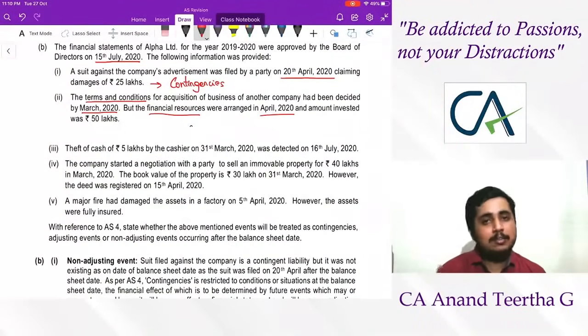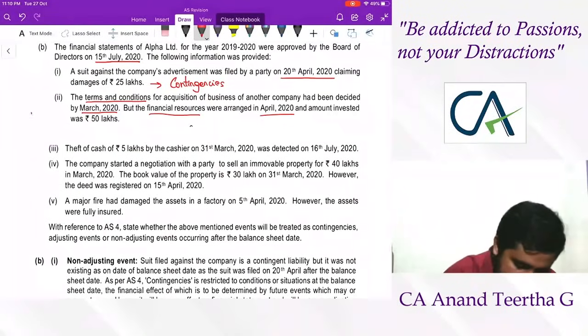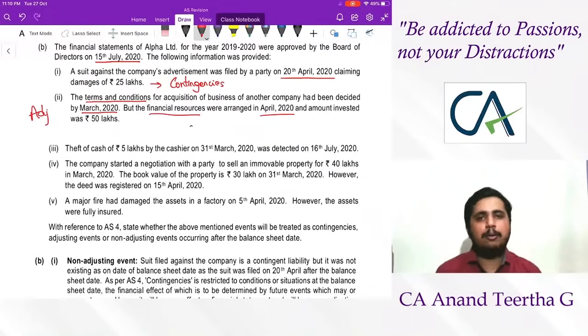Now see, terms and conditions. Will this give us conclusive evidence? The answer is yes, because terms and conditions come in the agreement. There is already an agreement. Only amount arrangement and investment is done in April. So this became an adjusting event. That is how you have to decide, because whatever resources you are giving is only further evidence of a condition already existing on the balance sheet date. So therefore, consider it as an adjusting event.